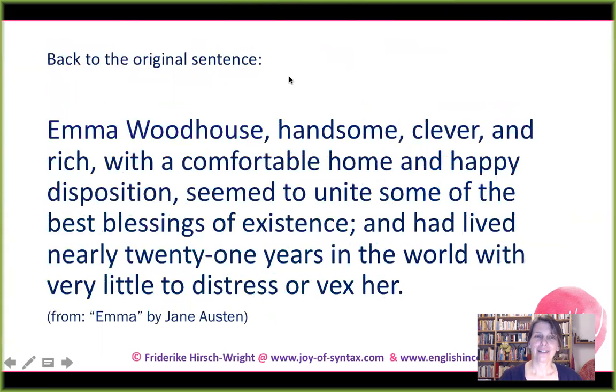So here's the original, just to get us back to where we started. Emma Woodhouse, handsome, clever, and rich, with a comfortable home and happy disposition, seemed to unite some of the best blessings of existence, and had lived nearly 21 years in the world with very little to distress or vex her.